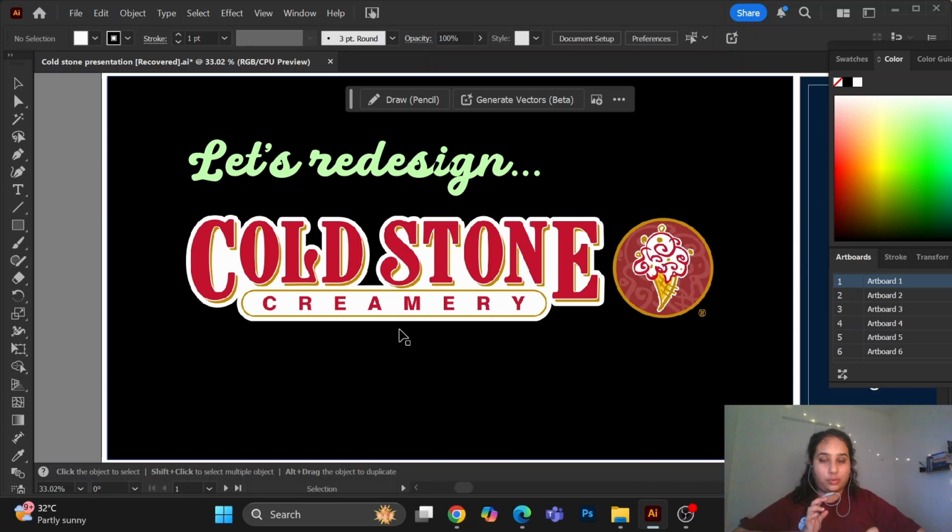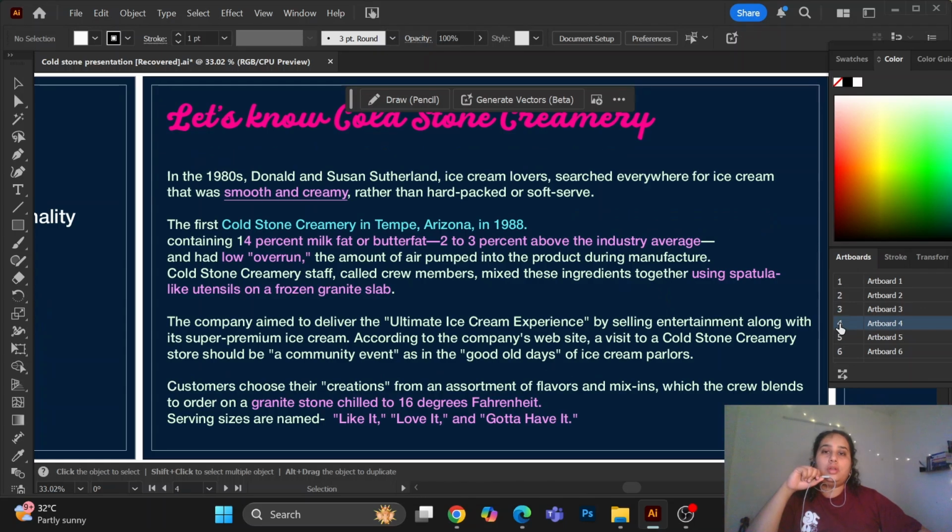But before starting the redesign project, we should first know something about what Cold Stone Creamery is. Cold Stone Creamery is an ice cream brand which was started by Susan and Donald Sutherland because they were in search of the world's most fabulous ice cream, and unfortunately they couldn't find any, so they made their own brand. The first shop was founded in Tempe, Arizona, in 1988.